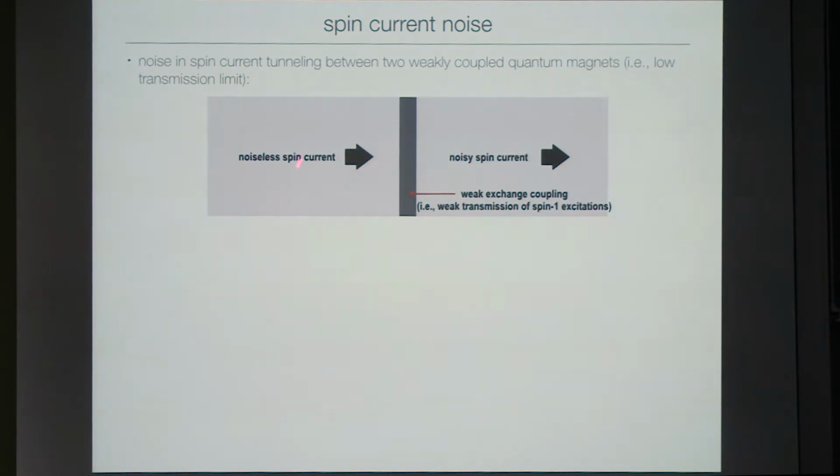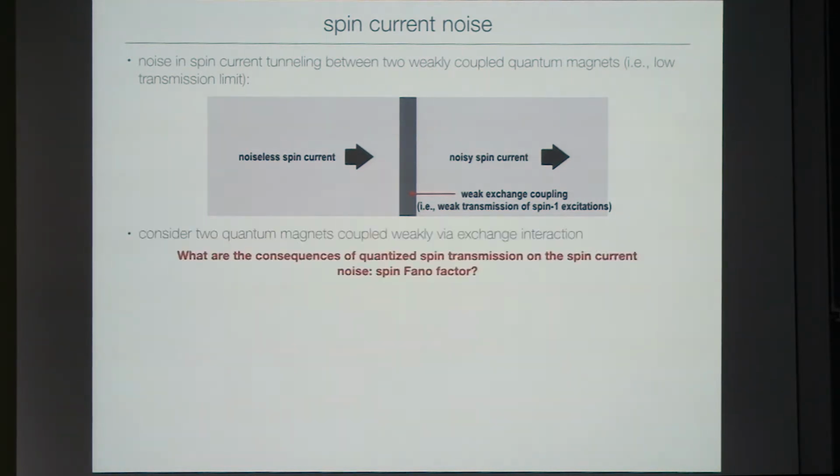So here's a cartoon of the type of system I'm interested in. Let's say you have a spin conductor on this side, which is carrying noiseless spin current that's coming in. There's a strong barrier here, which one can model as weak exchange coupling between two spin systems. And because of that, the spin quasi-particles may get reflected most of the time, but some may go through in a stochastic way and generate noise in the spin current on this side.